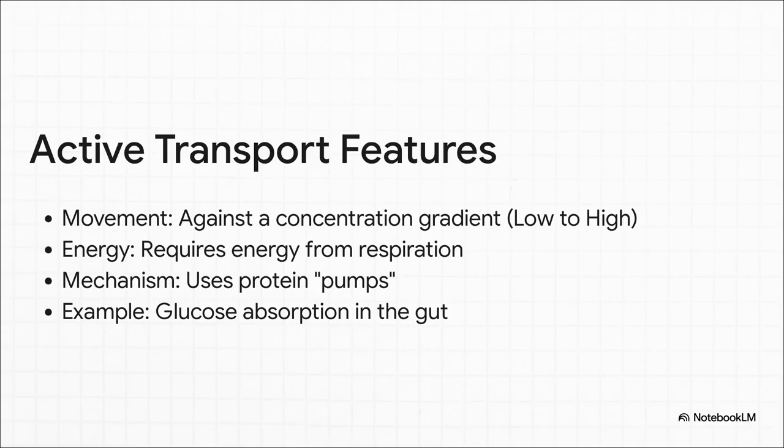So how does a cell pull this off? It has these amazing little machines embedded in its membrane called protein pumps. These pumps literally grab onto a molecule on one side and shove it through to the other. A fantastic example is in your gut. Your cells work really hard to grab every last molecule of glucose from your food, pumping it into your blood even when your blood already has more glucose than your gut does. That's active transport in action.